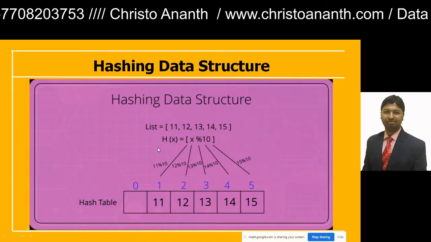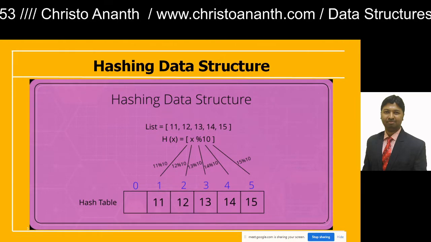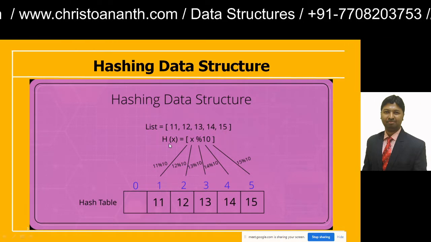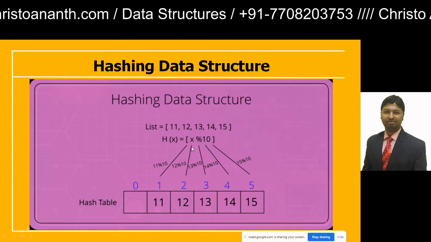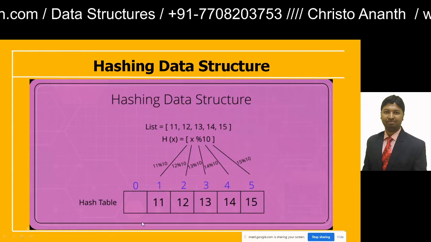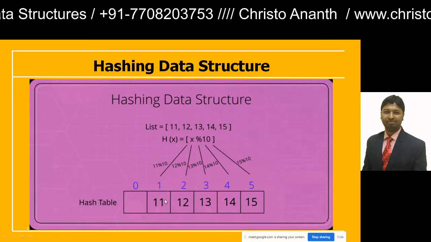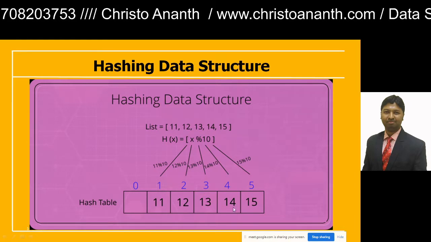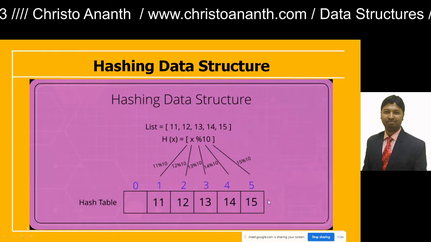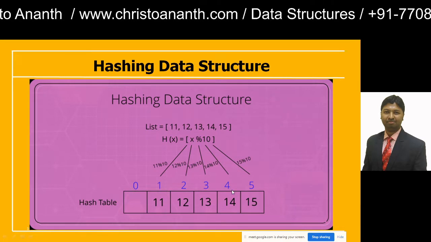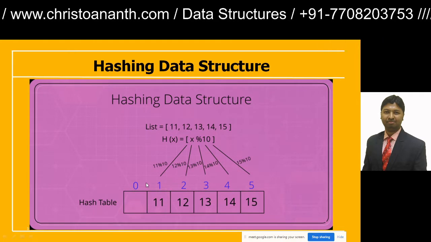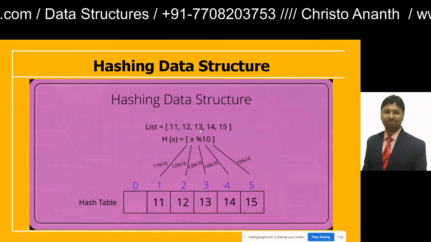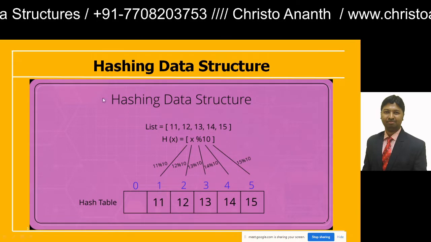This is the hashing data structure. We have the list 11, 12, 13, 14, 15, and it is represented as h of x, which is x modulus 10. So it can be 11 modulus 10, 12 modulus 10, 13 modulus 10, 14 modulus 10, or 15 modulus 10, which are stored in the locations 1, 2, 3, 4, 5 and so on. This is how it is used.